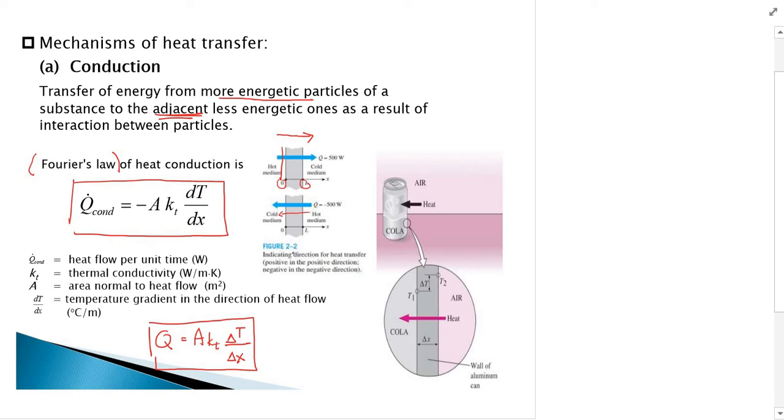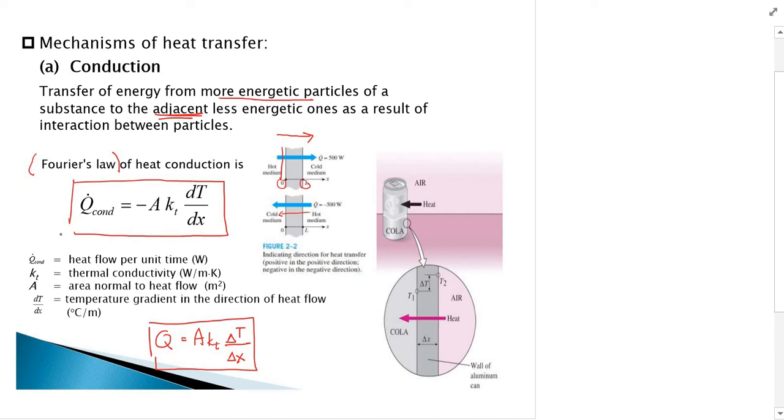So here in figure 2.2, it says indicating direction for heat transfer. It can be positive in a positive direction or negative in the negative direction. So you see here, it's always from hot to cold. It's just that the direction, if you do it from left, from hot to cold, it becomes positive. Okay, it's positive x direction, Q equal to 500 watt. But if you go to the negative direction, Q becomes negative 500 watt.